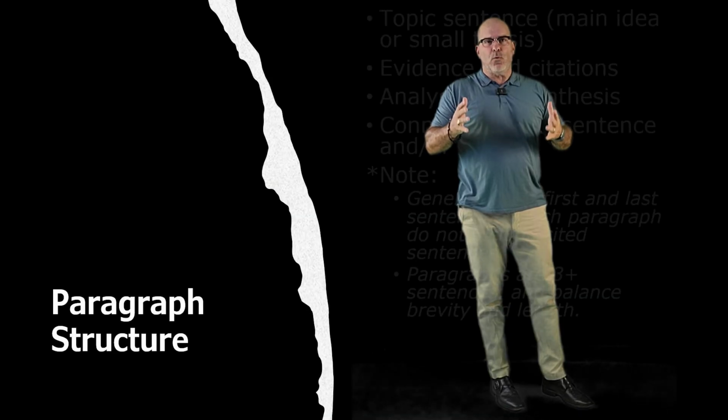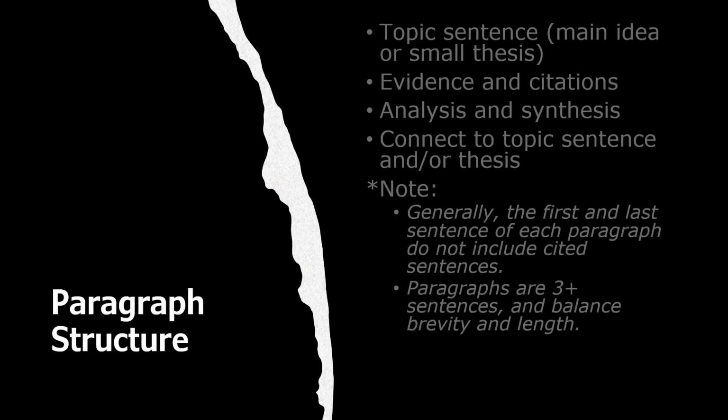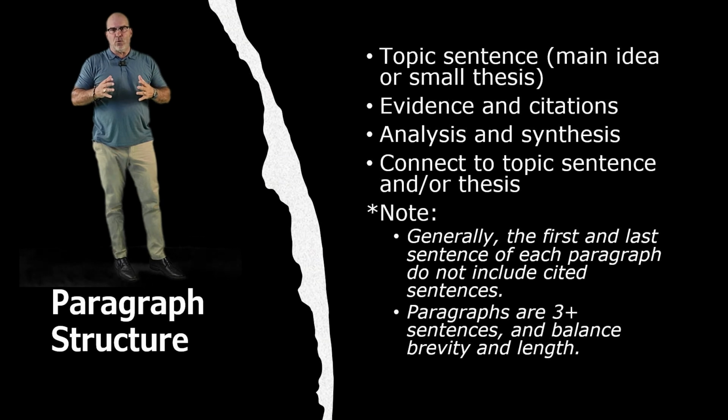I want to make a point about paragraph structure. Each paragraph that you write should start with a topic sentence. This is almost like a small thesis for that paragraph. We call it the topic sentence. Then you're going to follow that with evidence. The evidence is what you cite. Then you're going to provide the analysis and synthesis of that evidence, and that's your inference.